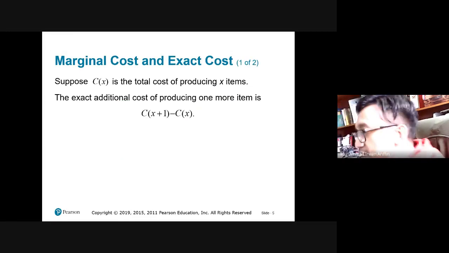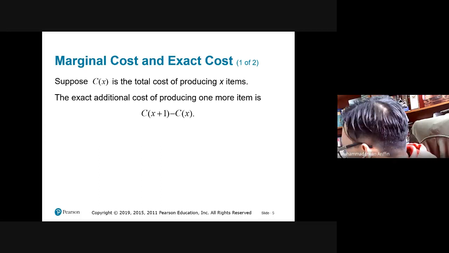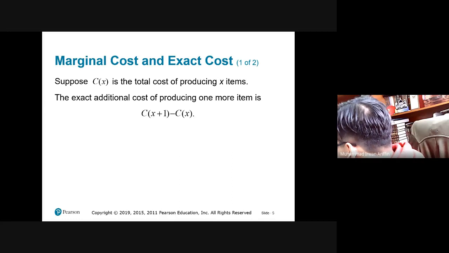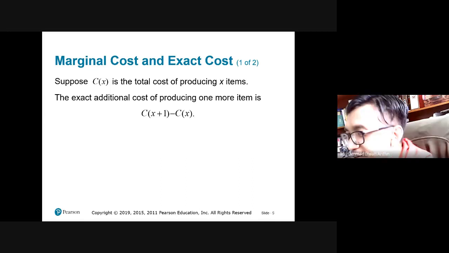So what is marginal cost and exact cost? So let me just try to see. Having a bit of problem with the Wi-Fi here. You are all still with me, right? Because I just have another dummy account that I opened, but then I lost the Wi-Fi connection, even on campus.